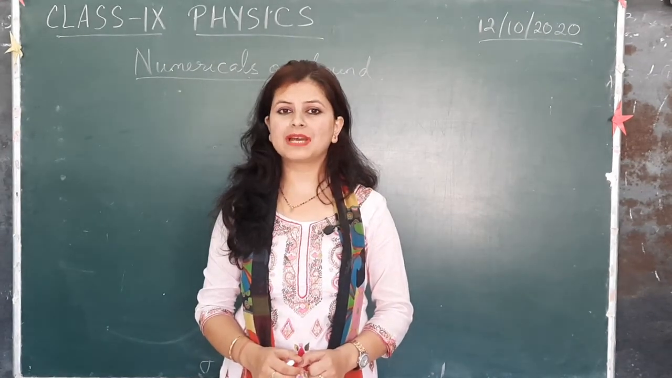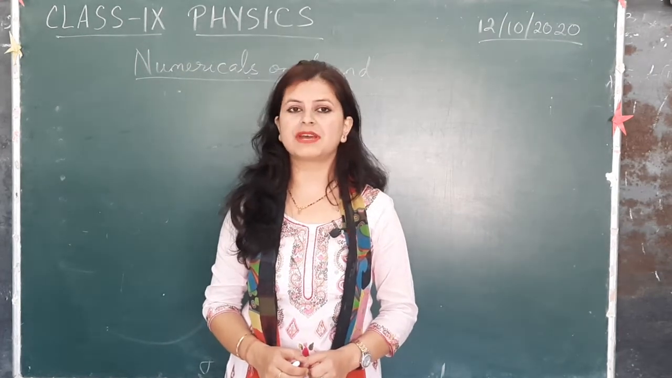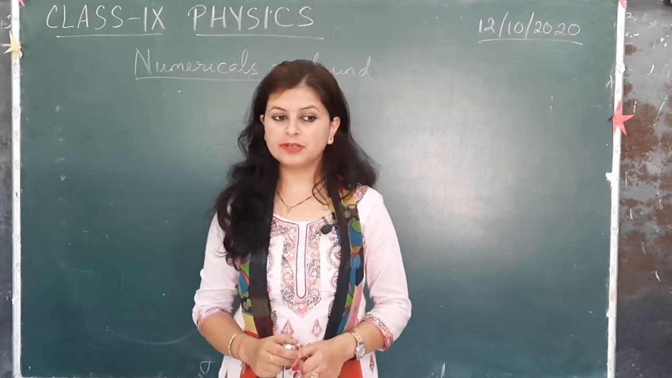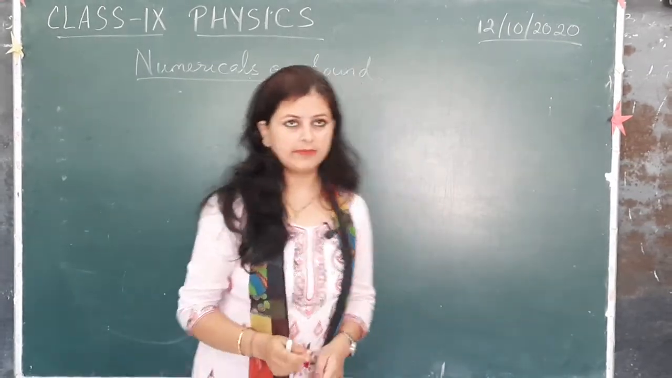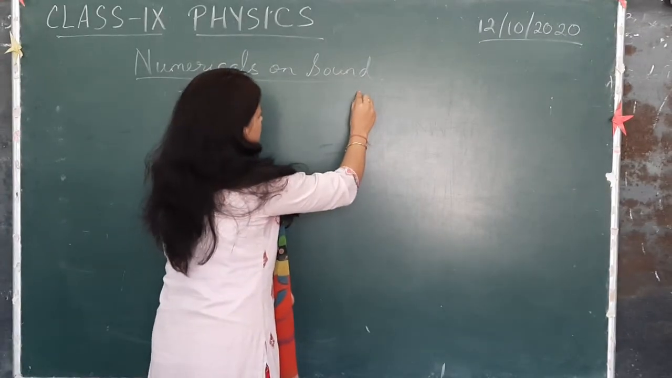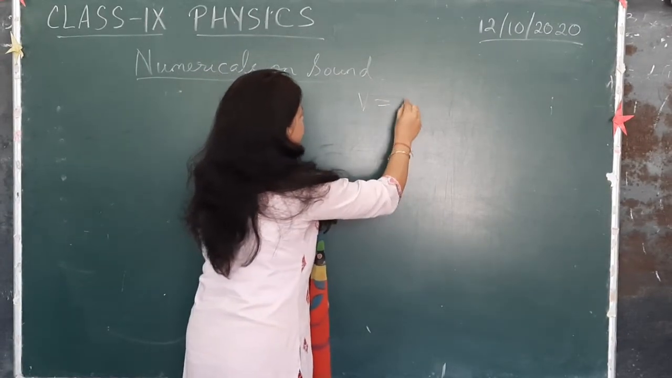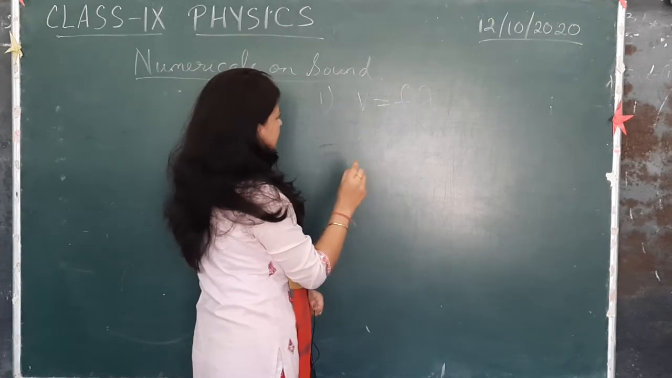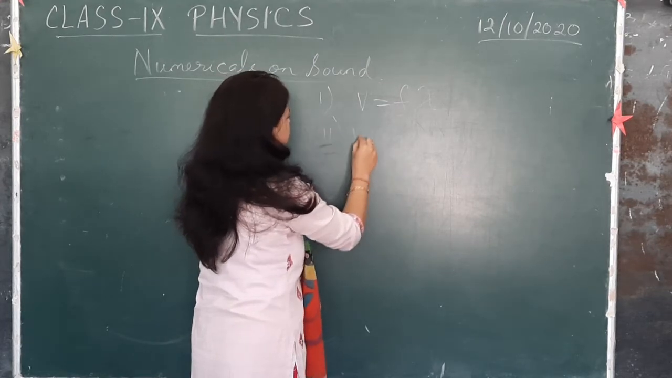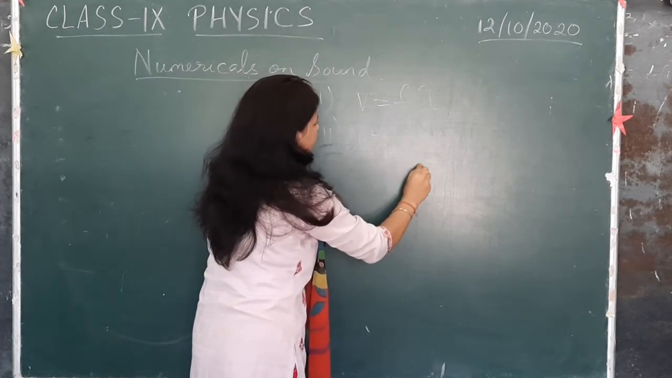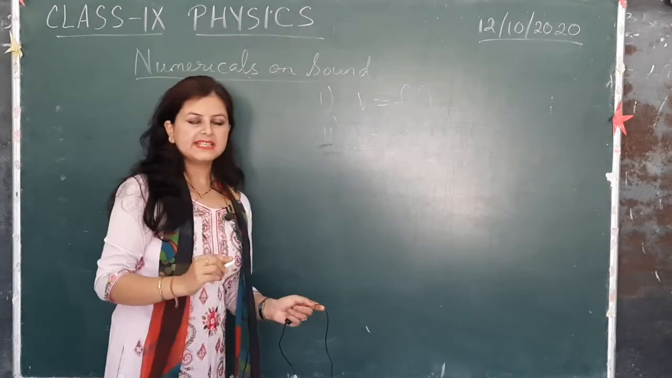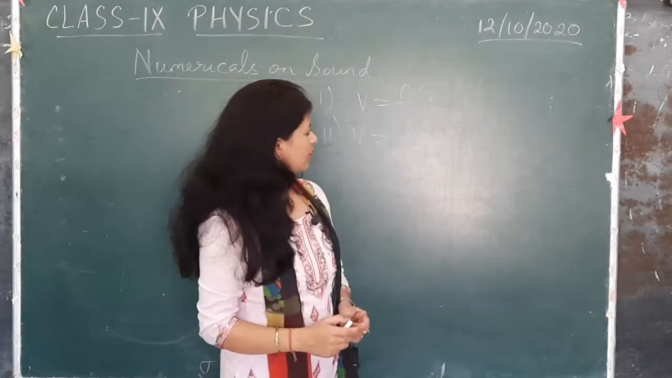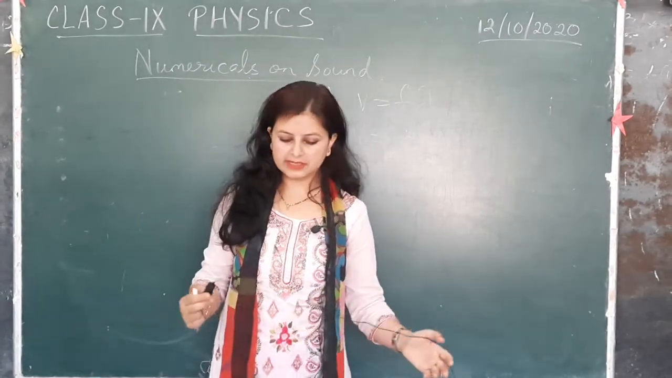Today we are going to wind up the chapter with a few numericals based on the chapter sound. We are going to deal with very simple numericals. The formula used here will be just two formulas. One is velocity, or speed, is equal to frequency into wavelength. And the second formula, again for velocity, is equal to distance divided by time. On the basis of the given question, the situation, we are going to apply these two formulas. So let's start with the numericals.